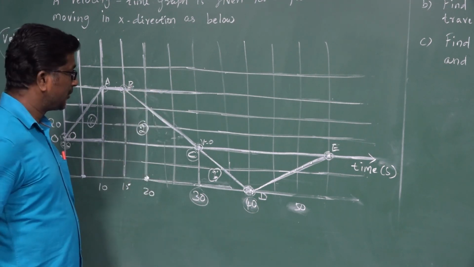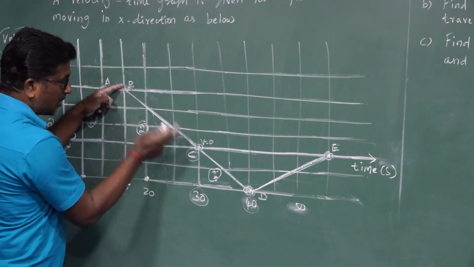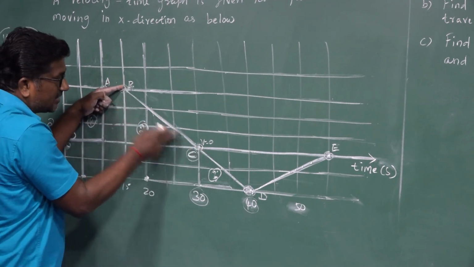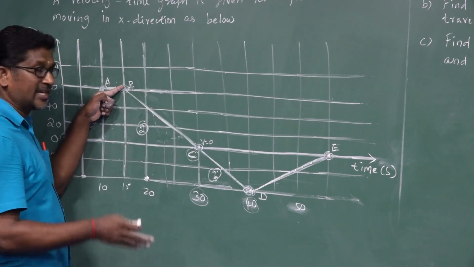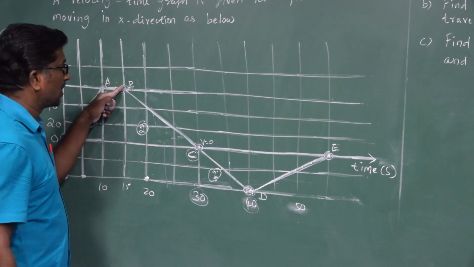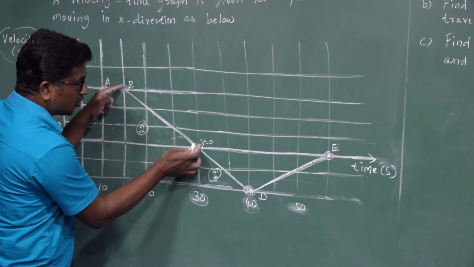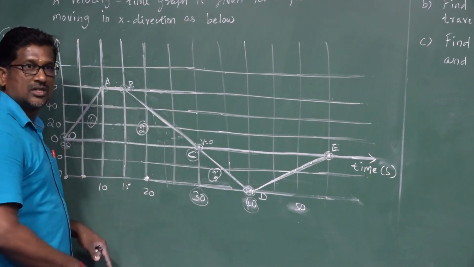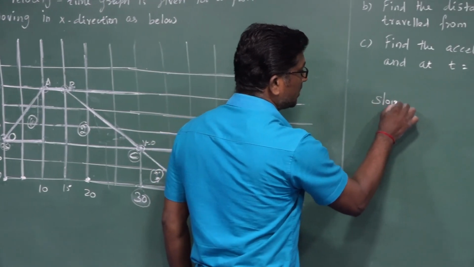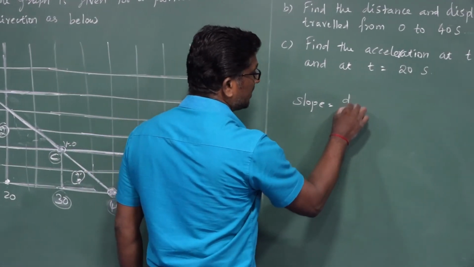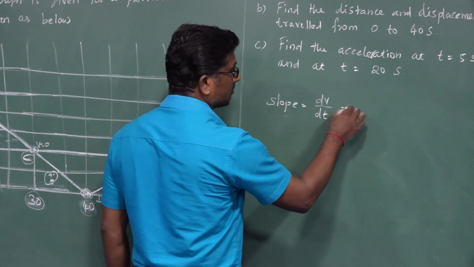Next, the acceleration experienced by the particle at a time t equal to 20 seconds, right? In the region that is from B to C, the slope is negative, that is the acceleration experienced by the particle also negative, right? And also in this region, the acceleration of the particle is negative and also constant. Once again, slope equal to dv divided by dt.